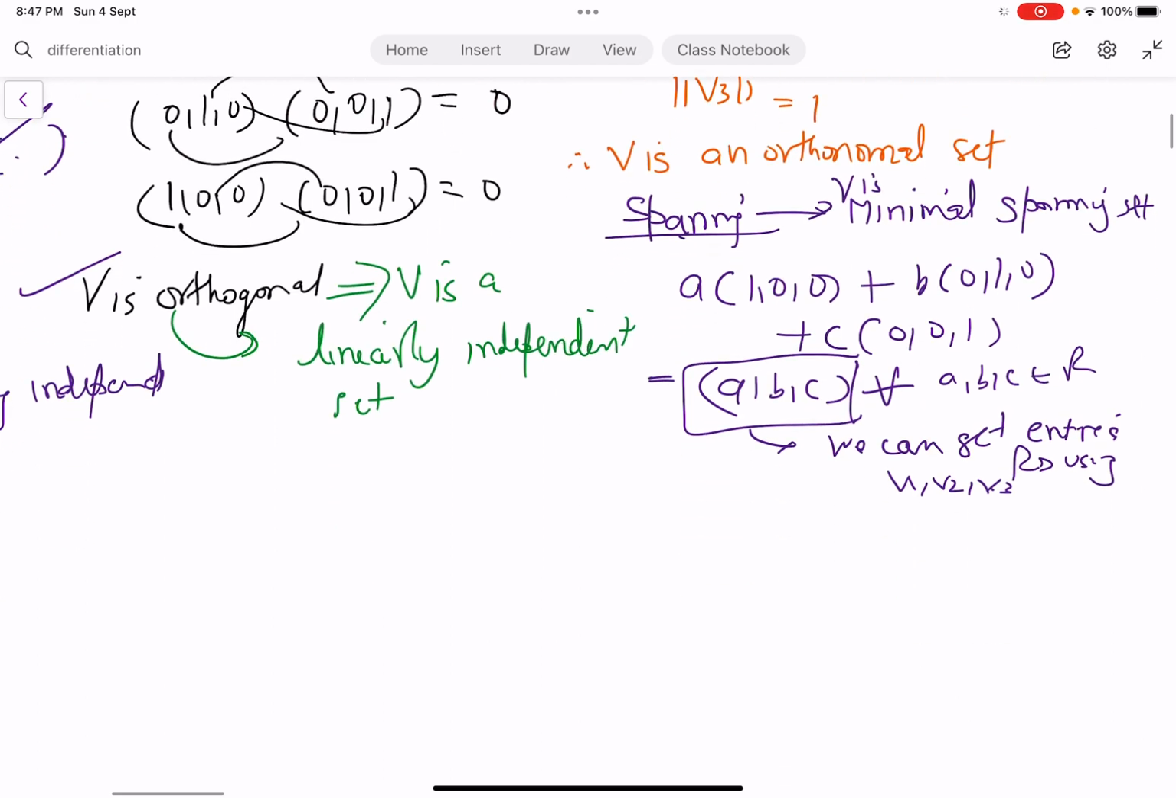So I'll give you a homework question. Check whether this basis for R2 is orthonormal or not. So you check for this.